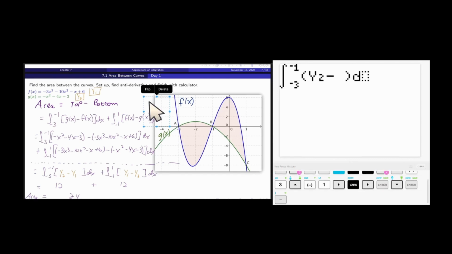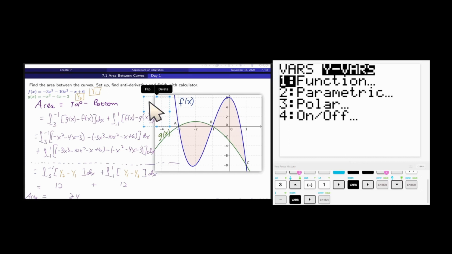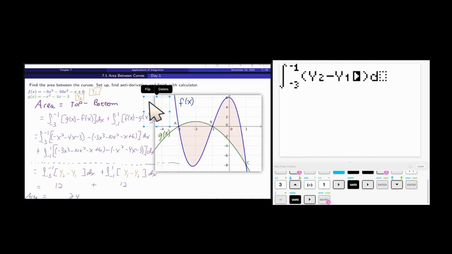minus, same process, y bars. Function y1. And now I need to tell the calculator that I want to take the antiderivative with respect to x. So I put an x there. And when I press enter, I'm told that the area is 12. And that matches what I have written right here.